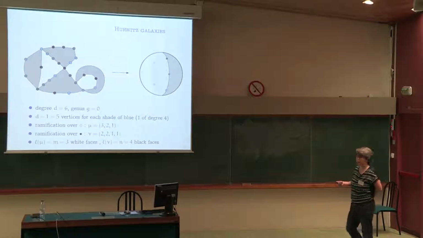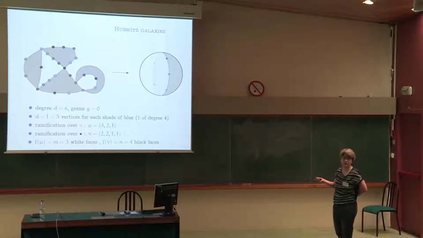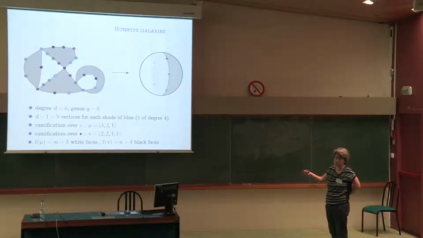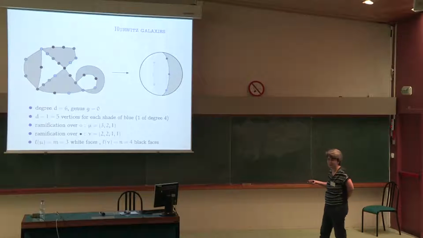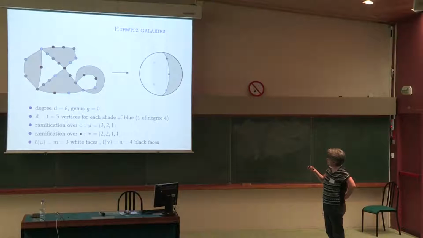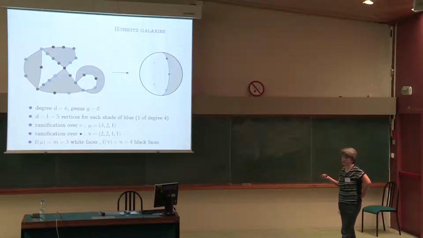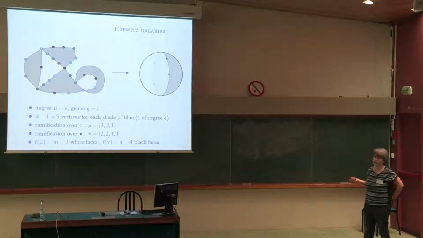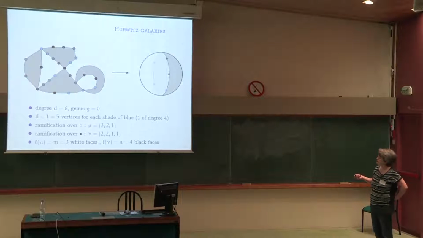So for instance, on the left, I may have something like that. What is it? Well, in this case it's a planar map, so my drawing is in genus zero, but it could be higher. So I have some white and some black faces. Precisely, I have three white faces and four black ones. And this gives me the length of the partition that describes the ramification of the two complex points.